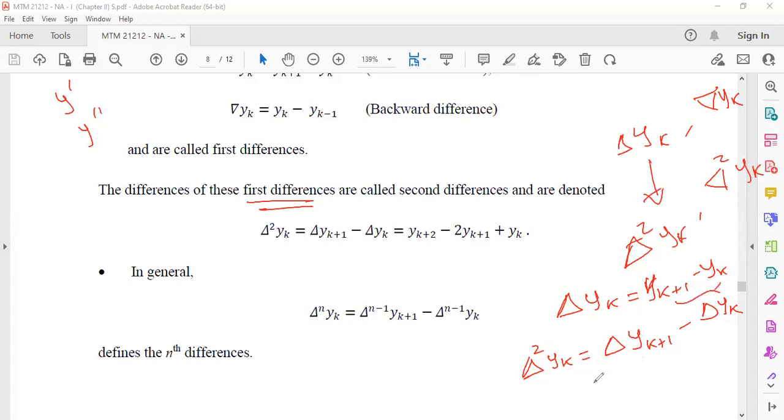Okay, so what do you think? So this one, yk plus 1 is what? Delta yk is yk plus 1 minus yk. What is yk plus 1? You have to substitute wherever k is, k plus 1 now. Can you tell me what this one is? This one you already know, yk plus 1 minus yk. So what is this one? Can you find the final answer? So the final answer should be this one. Can you check?